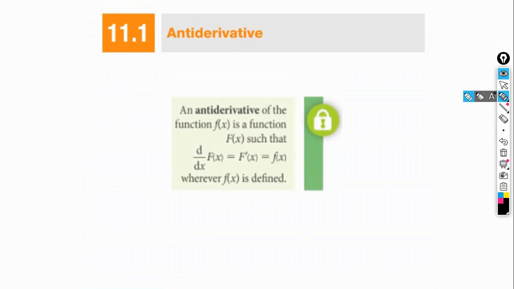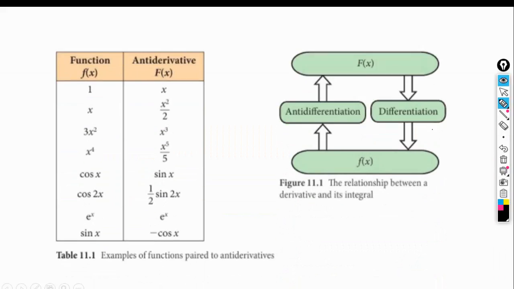So we're going to work specifically on part 11.1, antiderivative. So an antiderivative of the function lowercase f of x is a function uppercase F of x such that the derivative of uppercase F of x is equal to lowercase f of x wherever f of x is defined. So basically what they're saying here is the antiderivative is the opposite process of the derivative, as we're going to see in the next slide with a few examples.